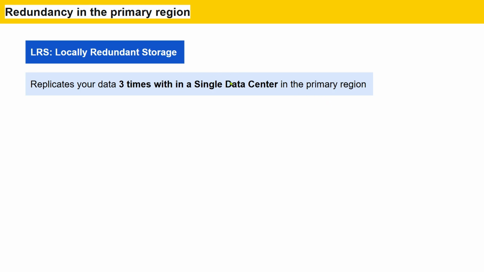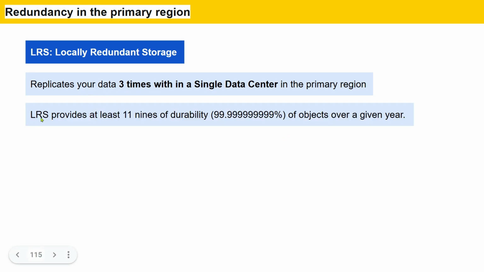Now in any one data center which I have taken, in that data center, it is going to replicate my data 3 times. That means LRS provides at least 11 nines durability. So what is that? Let's clearly understand. 3 times within a single data center means what? Now you would have racks, the server racks. In one rack or in one device or one server, your primary data is there. Now that data will be replicated to another rack or another server or another hard drive. Similarly, it will go in the same data center.